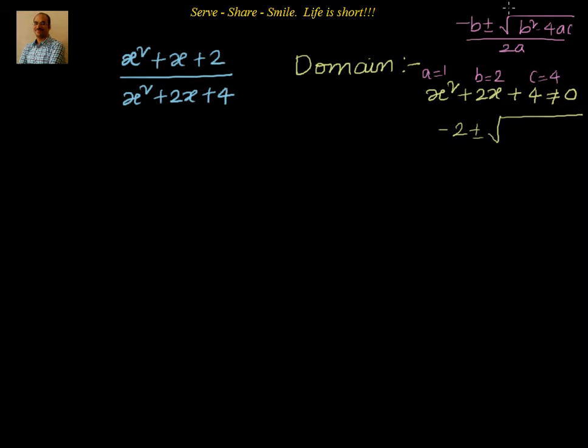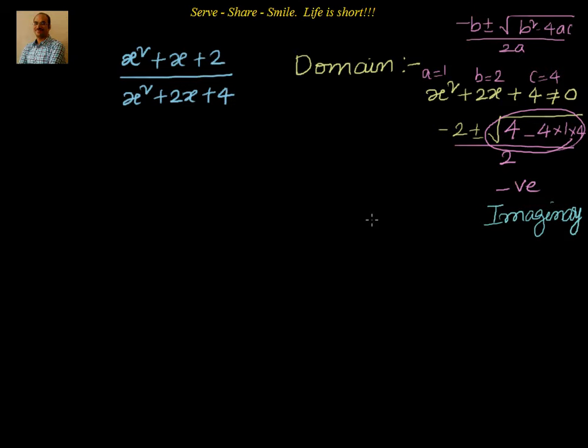Or can I check directly whether the discriminant is less than 0 or greater than or equal to 0? That is also fine. b² is 4, minus 4 into 1 into 4, divided by 2a, which is 2. And we see that in the square root we have a negative value, because 4 - 16 is -12. We know that if the discriminant is less than 0, then the roots are imaginary. If the roots are imaginary, the meaning is that all real values are allowed in the domain.